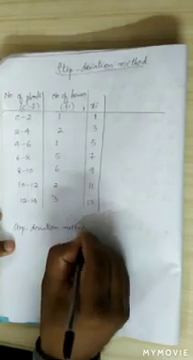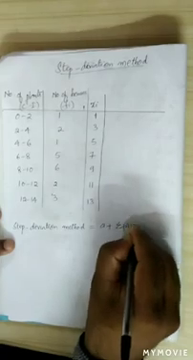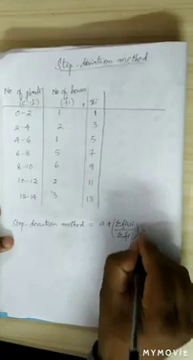So the third column is Xi. We already knew the values of Xi, so I'm just going to write the same: 1, 3, 5, 7, 9, 11, 13. I'm just going to write the formula here of the step deviation method, which will help us solve the question very simply. Step deviation method. The formula is A plus sigma Fi ui by sigma Fi into h.